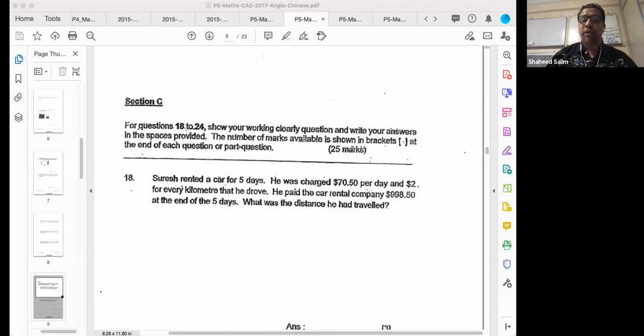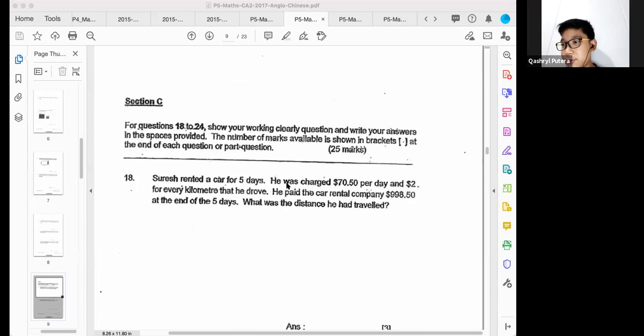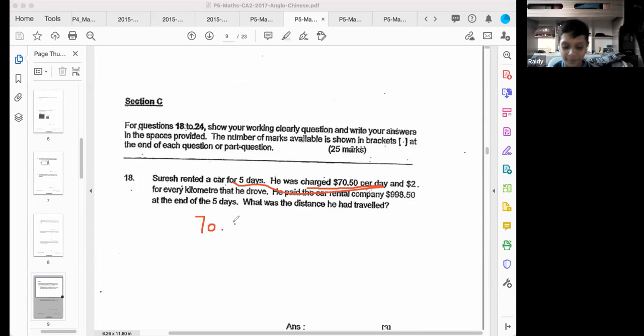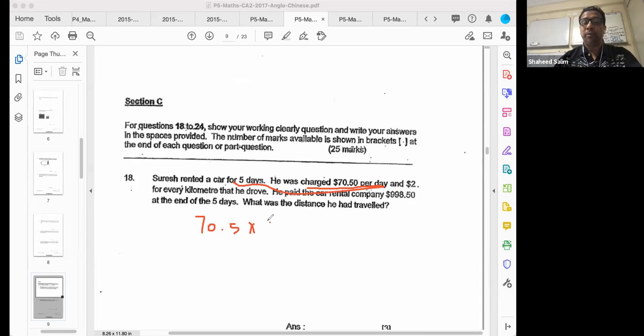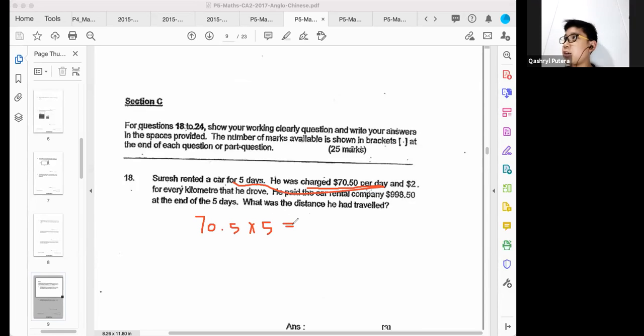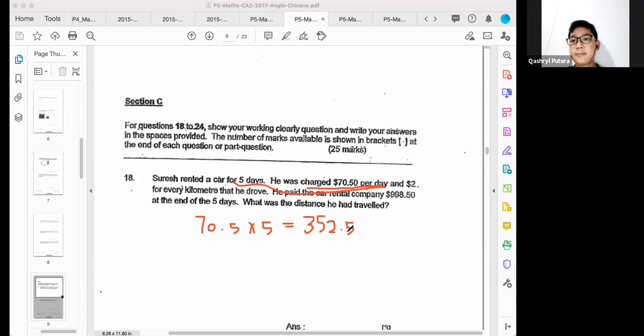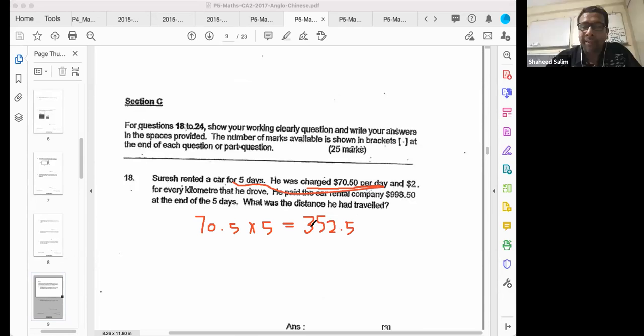Okay, now we got to go through this one, and then I'll show you. It's charged $70.50 a day. So what do we need to do? We need to times 70.50 by 5. And what do you get, Putri, when you times by 5? 352.5, right? Yes. Okay, so this is now the rental cost.